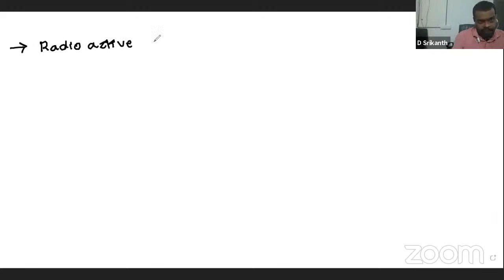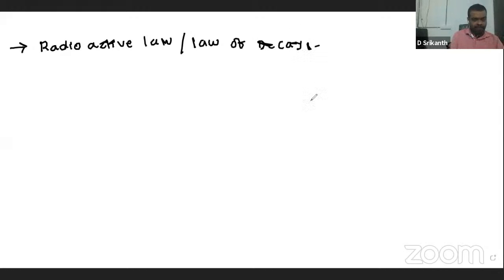Today we'll see about the radioactivity law, the radioactive law, or we can also call it the decay law, the law of decay. One of the most important topics in entrance as well as subjective exams.